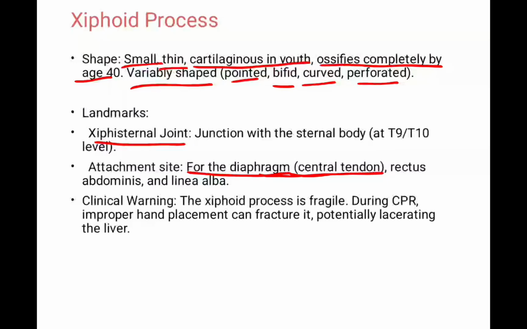You see the attachment site for the diaphragm, that's its central tendon, as well as the rectus abdominis muscle and the linea alba. We're going to talk about these structures in our subsequent videos, but make sure you have an atlas to see these structures. But on the inner aspect of the xiphoid process, these structures are attached. Now, what is the clinical warning?